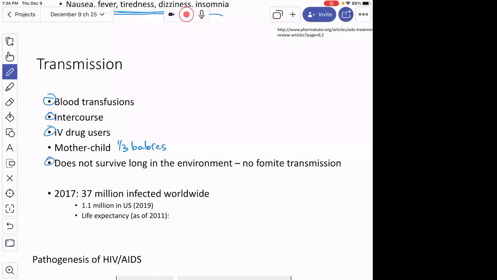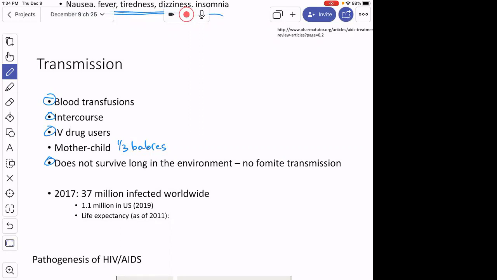This is not something that you're going to get by exposure to some fomite. It's really wimpy in the environment, degrades really quickly in the environment. Okay, you can drink HIV and it's not going to get you sick. Okay, so it has to be kind of the correct portal of entry there.